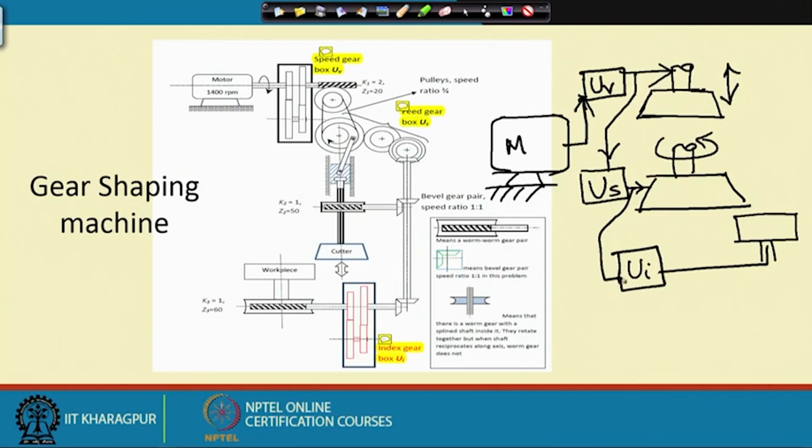So, let us quickly have a look. Is this really coming out this way? Workpiece, cutter, cutter. Cutter gets two motions, up and down and rotation. Workpiece gets one motion, that is the rotation. Okay. So, that is interesting. So, let us see, does it match with this one?